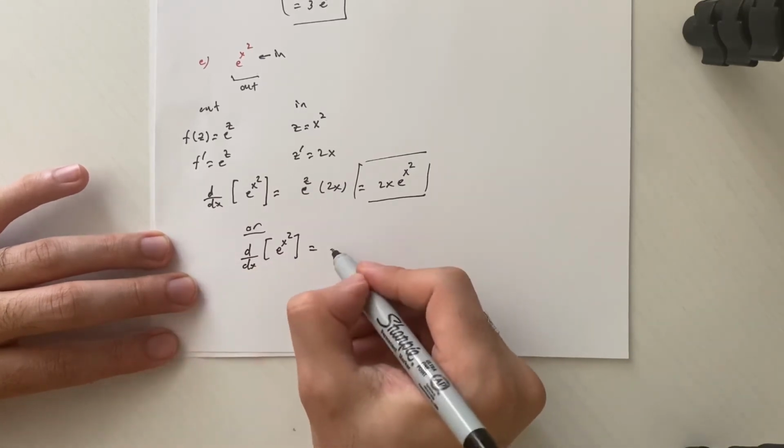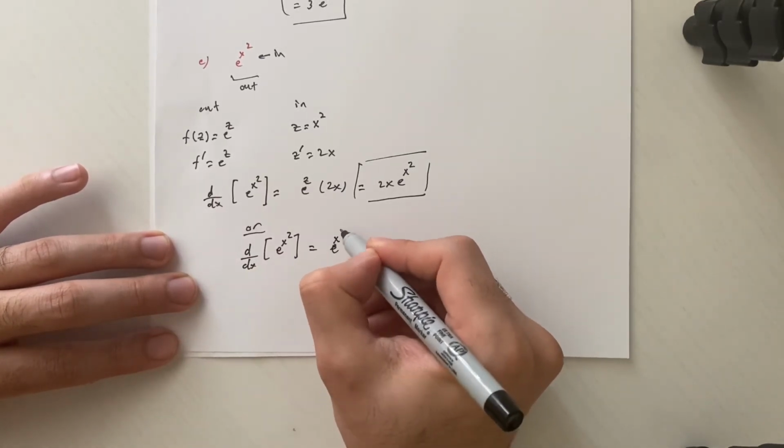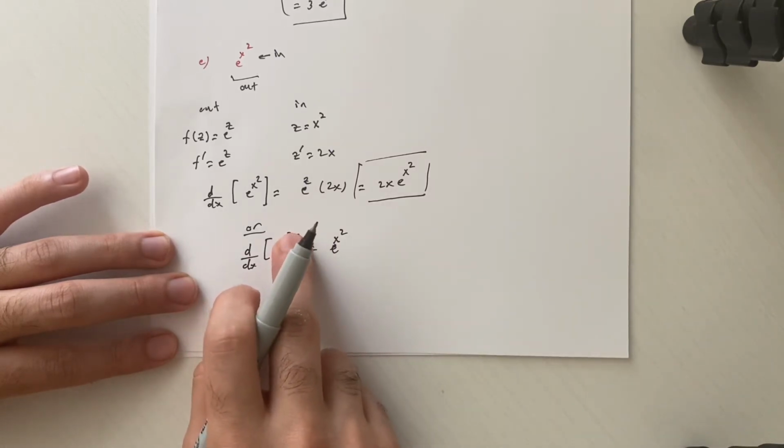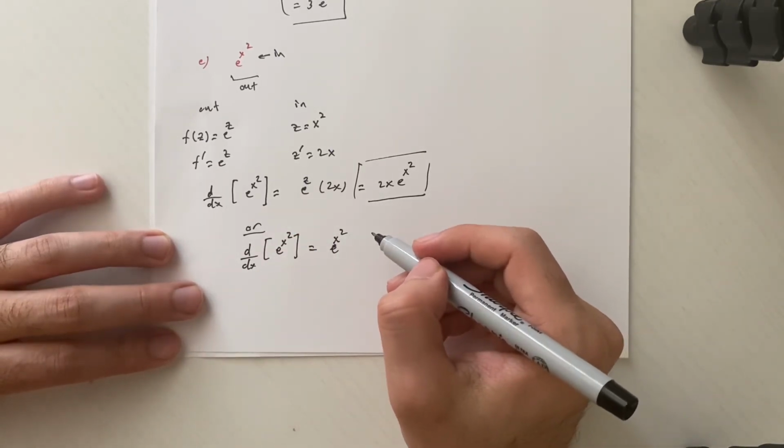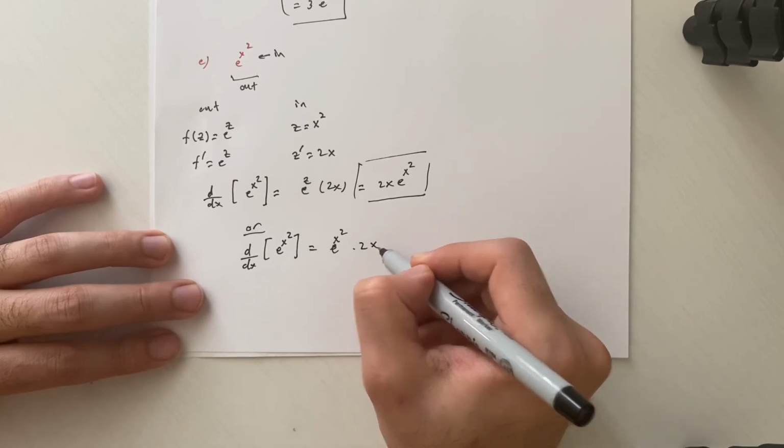Or what we can do is use the shorter way, which is just taking the derivative of the whole term, which is going to be the same here since it's exponential, and then we take the derivative of the inside function and multiply it by that outside function.